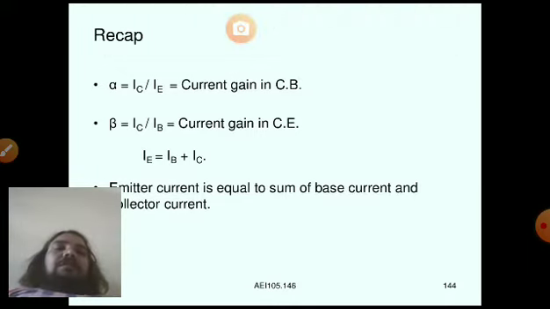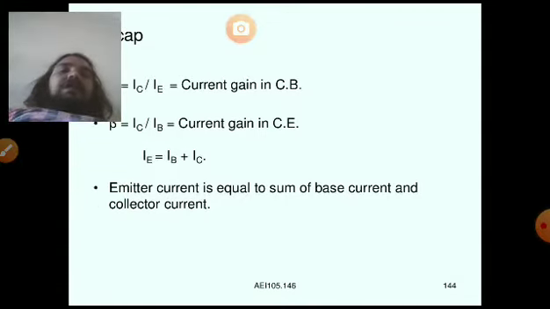Here, for common base and common emitter, alpha is equal to IC divided by IE, that is the current gain in common base configuration. Beta is equal to IC by IB, which is the current gain in common emitter. Here IE is equal to IB plus IC. The emitter current is equal to the sum of the base current and collector current.